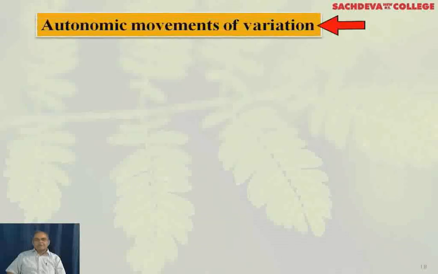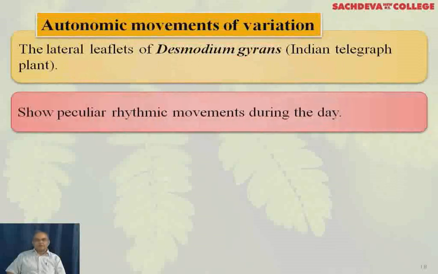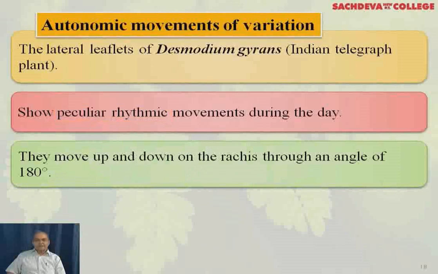Autonomic movement of variation. The lateral leaflets of Desmodium gyrans, the Indian telegraph plant, show peculiar rhythmic movements during the day. They move up and down on the rachis through an angle of 180 degrees.